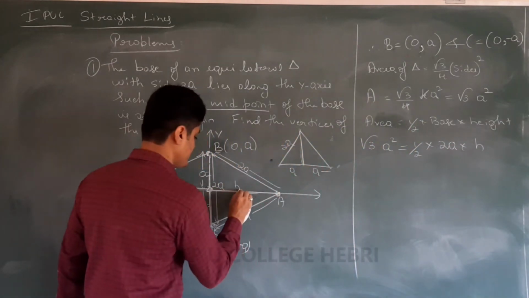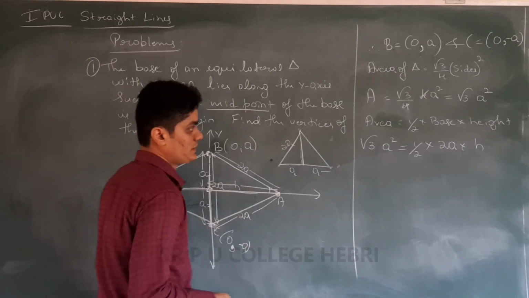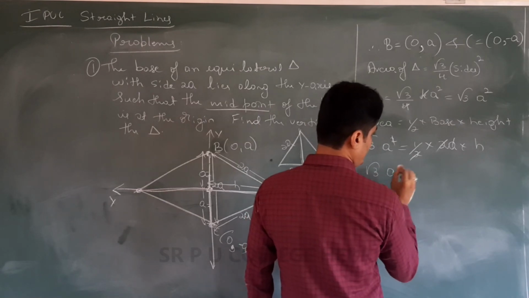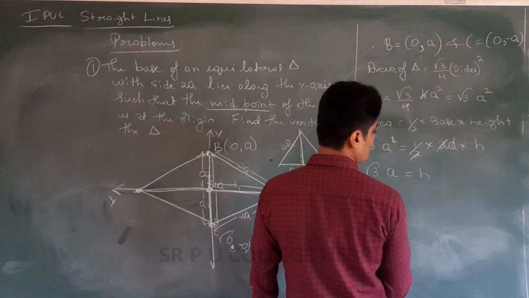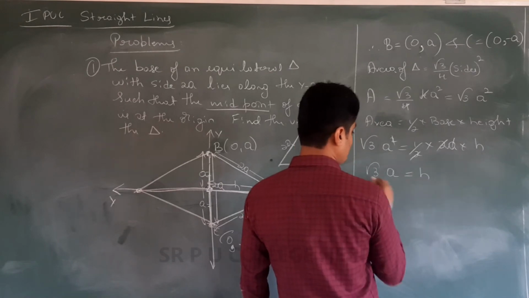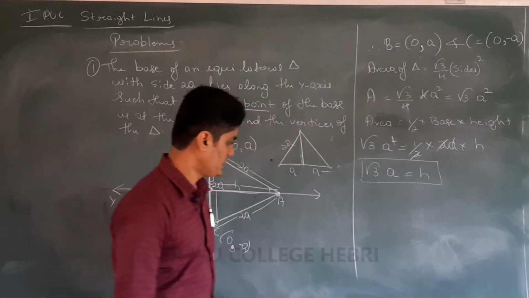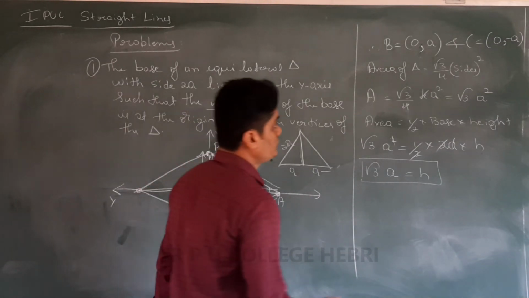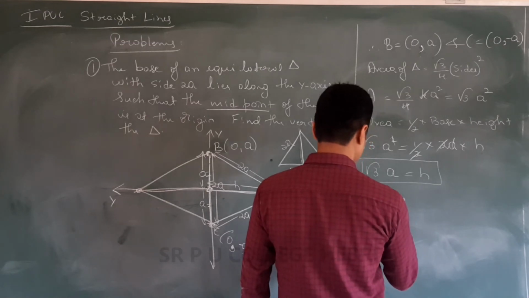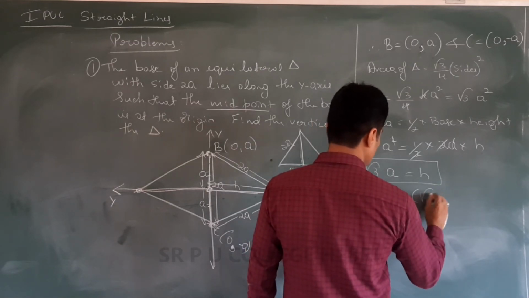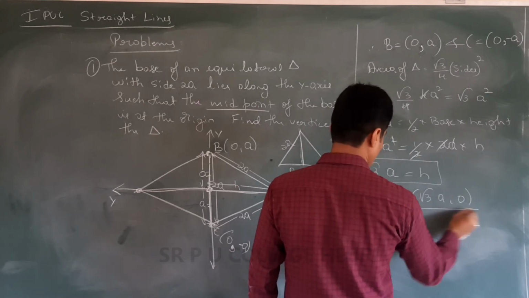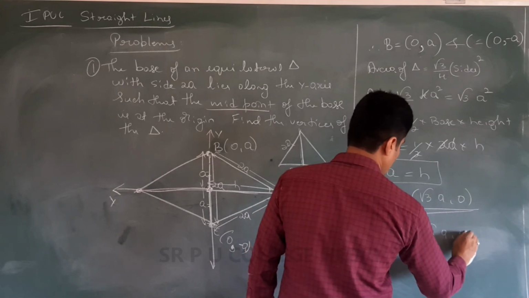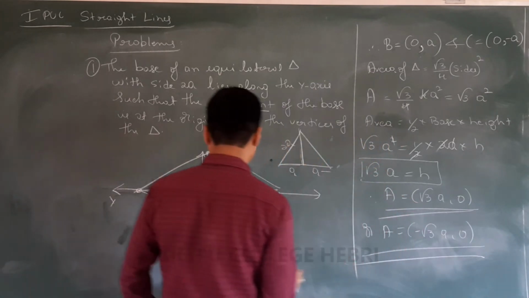I will consider this height as h. So the 2 cancels and one a also cancels. So root 3 into a is equal to h; the remaining is a times h only. So height is equal to root 3 into a. This can be on this side or on that side. So the third vertex, therefore, A is equal to (root 3 a, 0), this is one, or A is equal to (minus root 3 a, 0). There is a chance of two triangles.